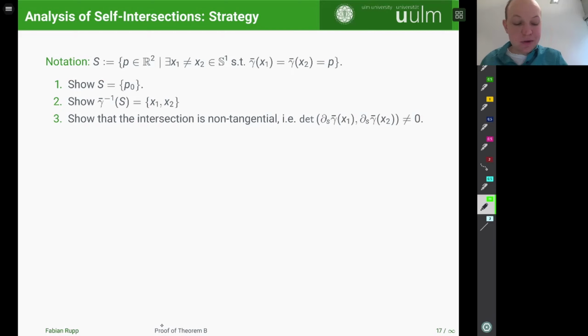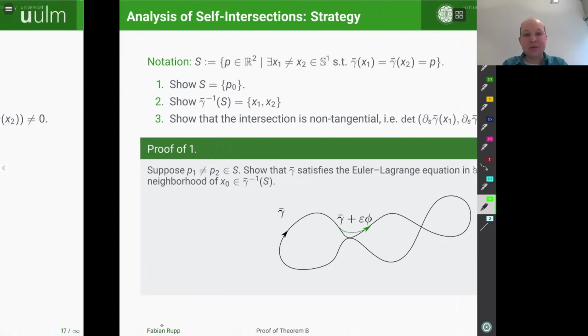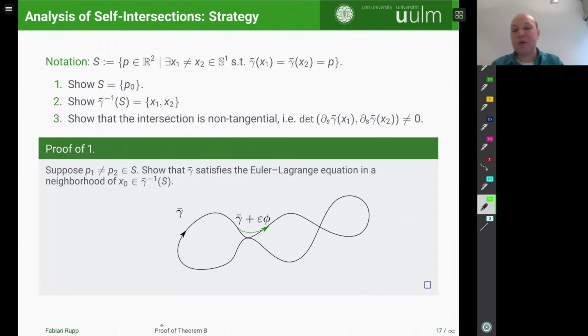Okay, so let me now give you a rough sketch of the proof of the first property. So we assume that we have 2 distinct points of self-intersections, and let me draw them here. So say one is here and the other one is here. So here's the P1 and here's the P2. A priori, one of them could be a non-tangential P2 here, and the other one could be tangential as the P1 here. And what I want to show now is that the gamma bar satisfies the Euler-Lagrange equation in a neighborhood of any point in the pre-image.